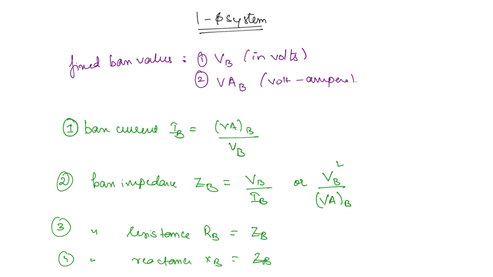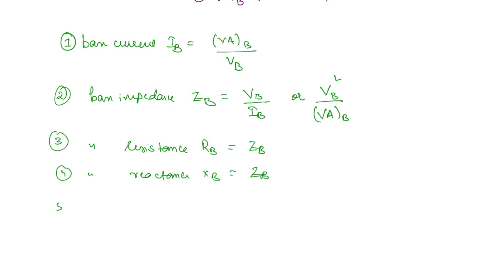Okay, this is also equal to ZB. And in a similar manner, the power, right? The base real power PB is simply equal to the base value of the volt ampere, the base value of the complex power. You can also call it apparent power. The magnitude of complex power we call apparent power.